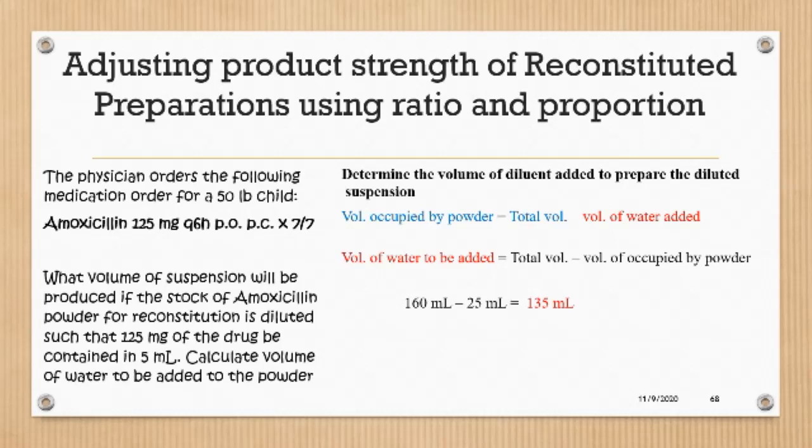So this means that I'm going to now move from the future back into the past. I'm going to take my stock bottle that has the reading on the label 250 milligram per 5 mil, and I'm going to add 135 mils of water in that bottle, shake it up, and I'm going to end up with 125 milligram per 5 mils times 160 mils.